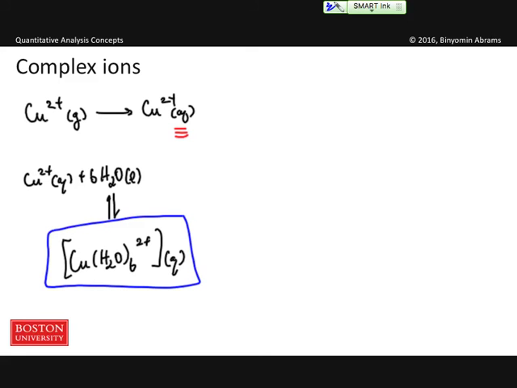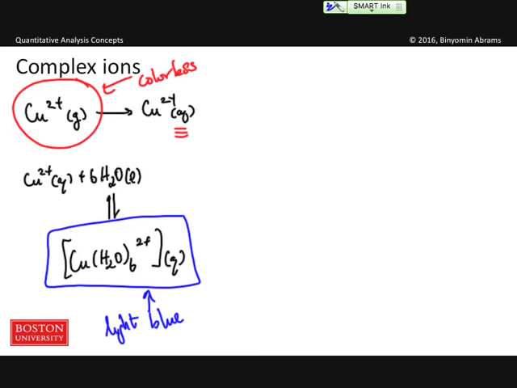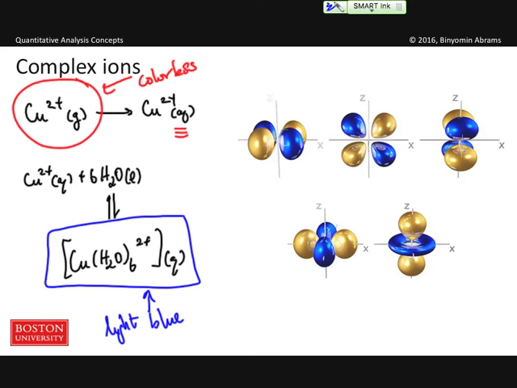The question is, how do we go from a clear and colorless species, like the copper-2 gas phase ion, to a solution that is pale or light blue once these waters have surrounded it? And the answer lies in the 3d orbitals, which are the highest occupied atomic orbitals of the copper-2 ion. If we look at images of the 3d orbitals, you'll notice that they're all arranged spatially around the center nucleus of the copper ion, and not all of them put their electron density in the same locations. And that is what causes the differences that lead to a color.